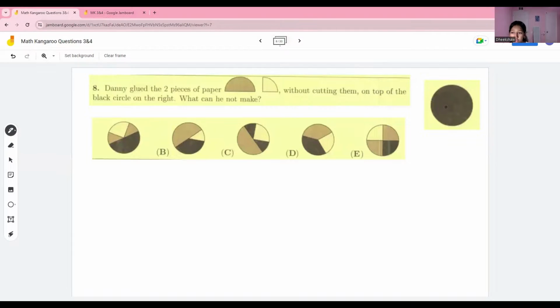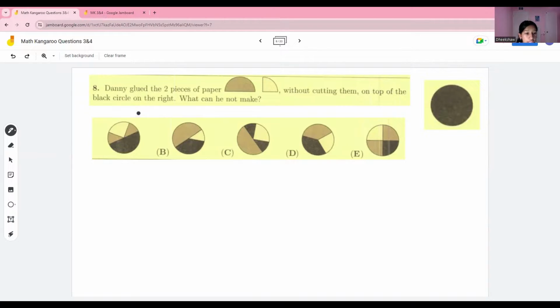Obviously, this black circle thing over here can be seen in all of the images. It's over here, it's over here. Since it's the full circle, we can just assume that the rest of the other 2 pieces of paper are overlapping. Next, let's move to the brown half circle.